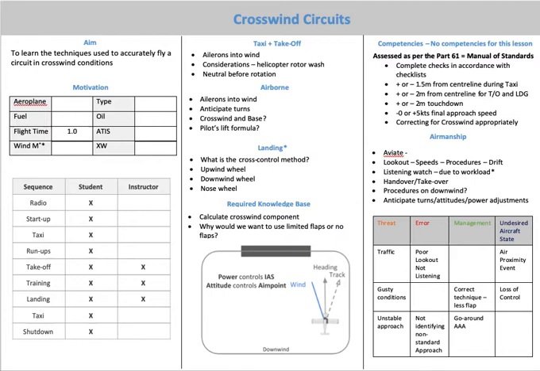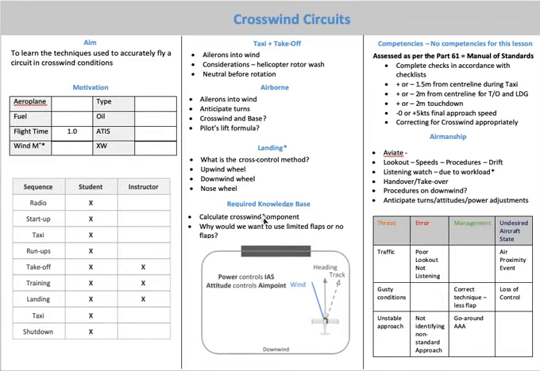Preflight for Crosswind Circuits. The aim of this preflight is to learn techniques used to accurately fly a circuit in crosswind conditions. The motivation behind today's lesson is that we may not always fly a circuit in near-wind conditions, so it's really important to learn how a crosswind can affect our circuit, and to make sure we account for that. If we don't, we won't fly a standard circuit pattern, and it can be quite dangerous as well, especially since we're quite close to our traffic.